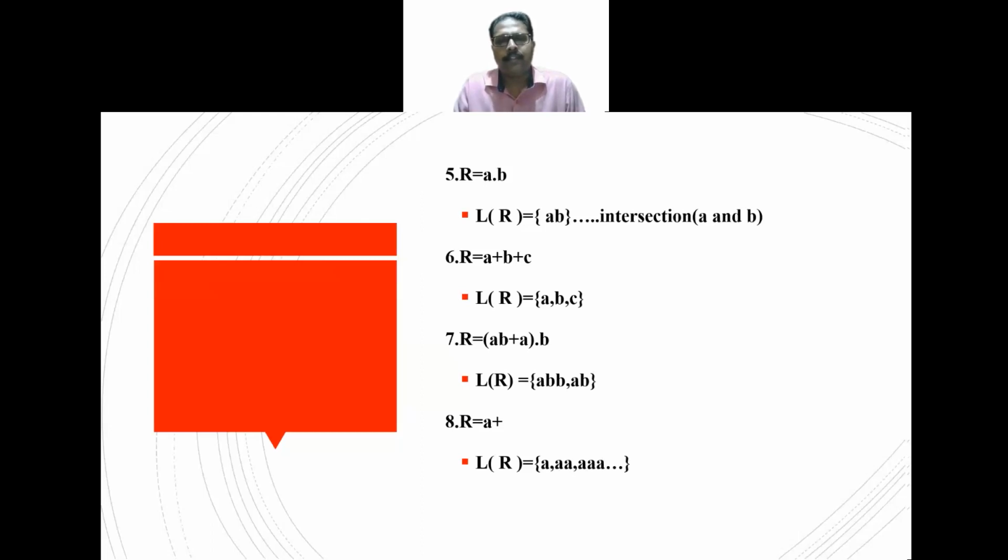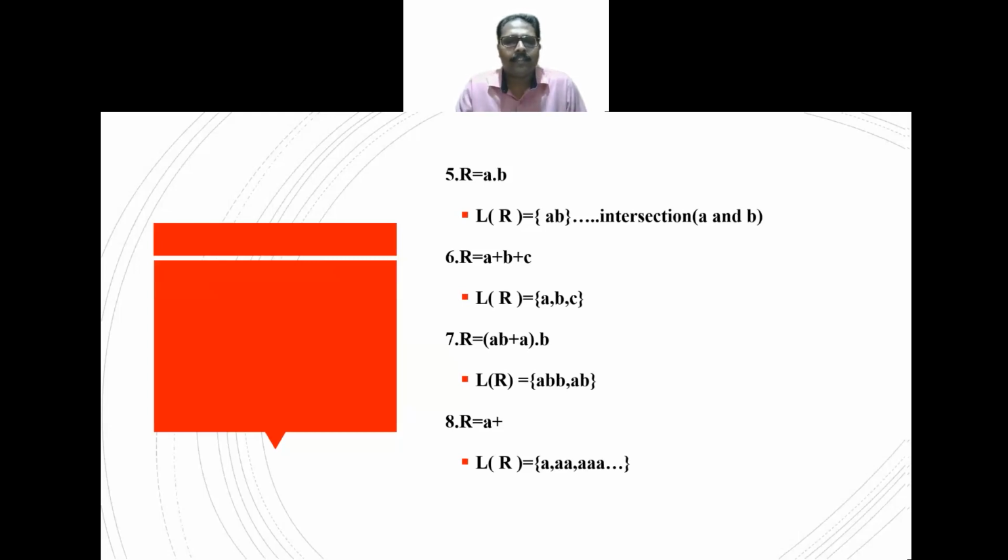Then the sixth example, regular expression R equal to A plus B plus C. The language over that regular expression is the set {A, B, C}, the union of three elements A, B and C. Then consider the next example, regular expression R equal to (A plus B) dot C, like an arithmetic expression, A plus B into C. Then we get AC plus BC. Here we can expand it as ABB plus AB, and those elements can be represented in the language as the set {ABB, AB}.